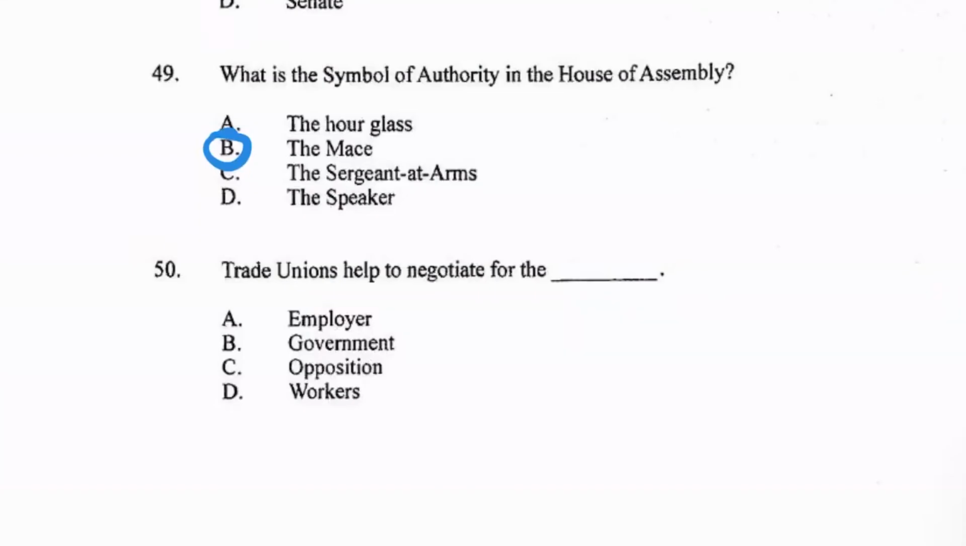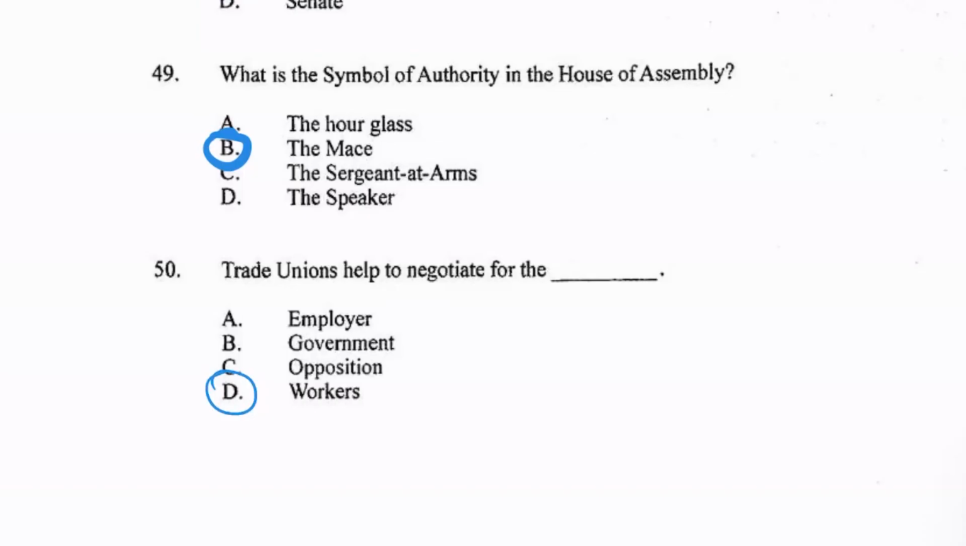Jonathan is saying workers. Shavazio, is that right? D is saying workers. You're welcome, Amari. Everyone so far is saying the workers. Valerie, you're saying trade unions negotiate for the government. Okay, Christian is saying D. All right, so the answer is D.